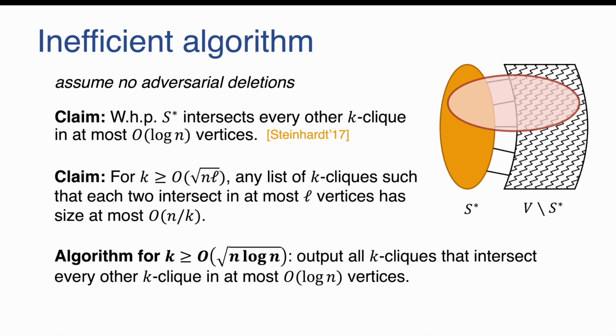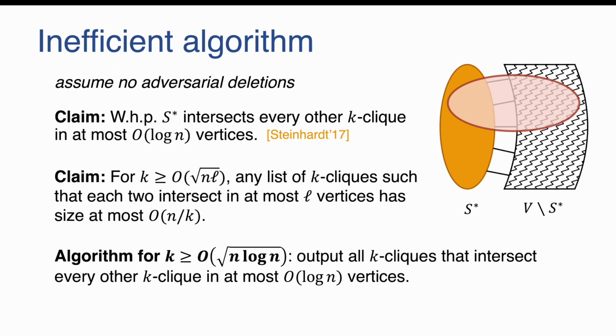So these two claims are enough to give us an algorithm that works when k is at least root n log n, which is better than what our algorithm achieves. So the algorithm is simply to output all the k cliques that intersect every other k clique in at most log n vertices. So note that this outputs S star, because S star intersects every other k clique in at most log n vertices.